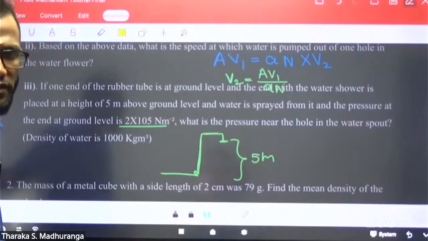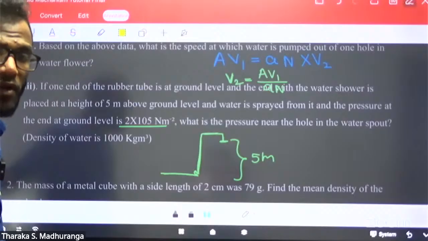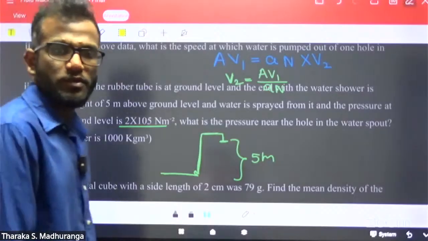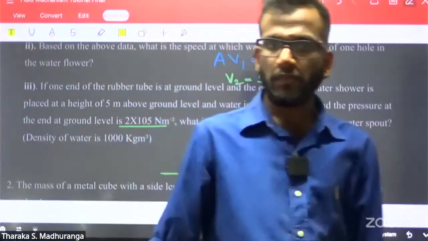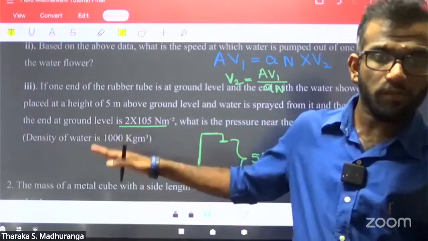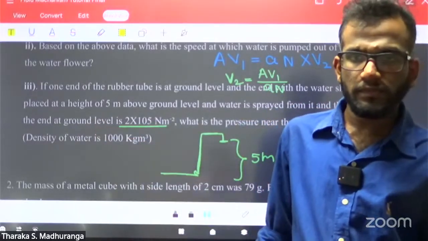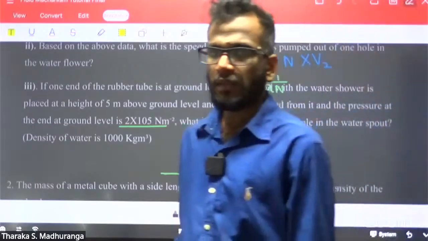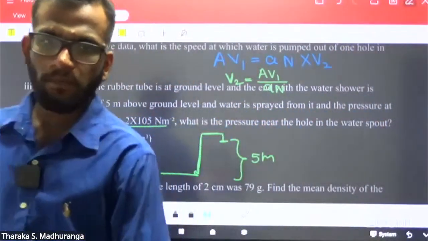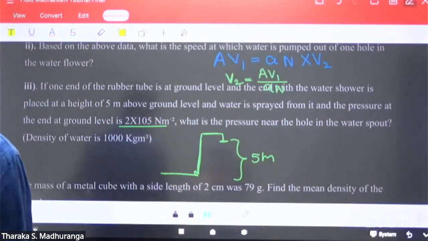The density of water is given. Okay, now what is the concept you need to use? The pressure is also coming for that. What's the concept? What is the principle we need?